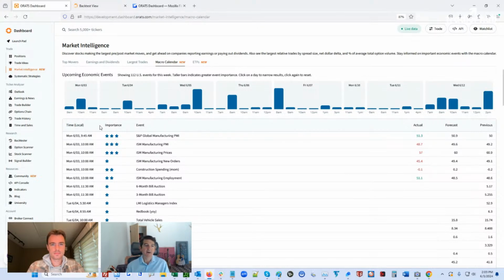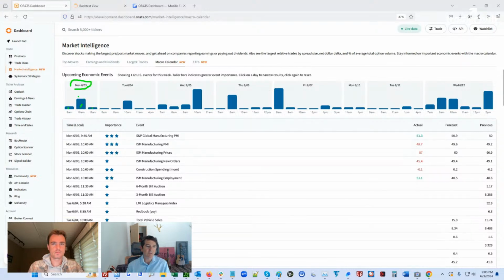So quite exciting. Through market intelligence, you go to the macro calendar here, and let me get my drawing tool going. Today's the 3rd, and you could see that we just had a little bit. We score all these events and then graphically show them. So this is a really cool way to think about your trading.